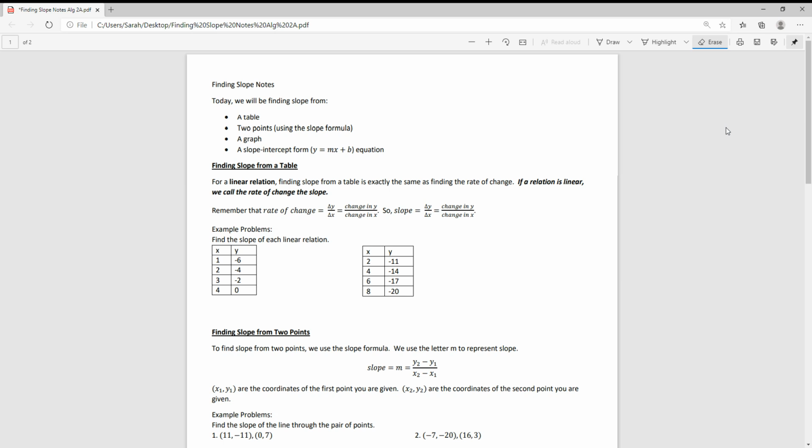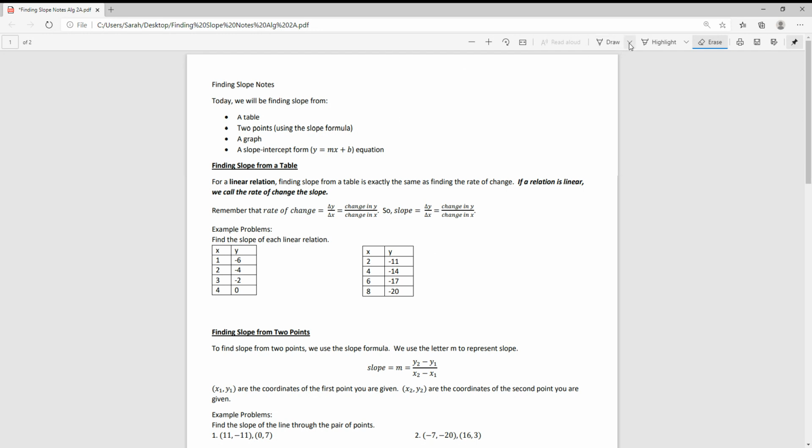Hello. Today we're going to be finding slope, which is very much like finding rate of change, except we won't just be finding slope from tables. We'll be finding it from tables still, but we'll also be finding slope from 2 points, which uses the slope formula, a graph, or a slope-intercept form equation.